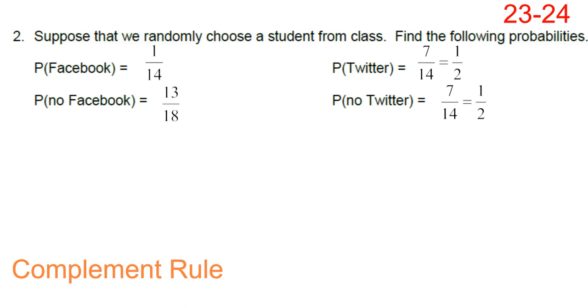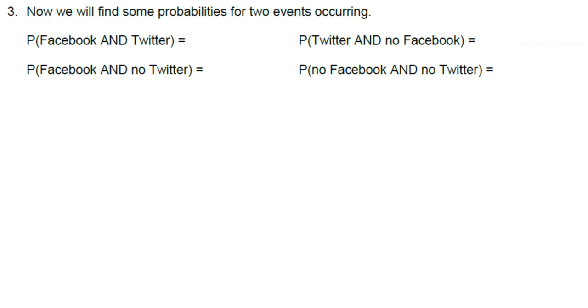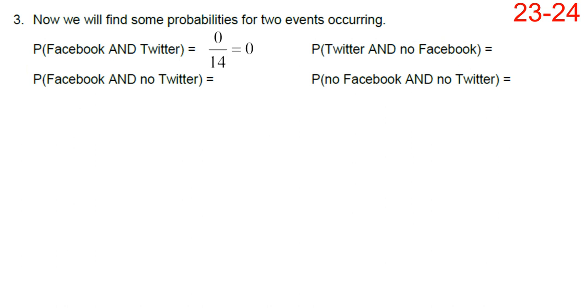Now if we continue on looking at probabilities for 2 events occurring, Facebook and Twitter, Twitter and no Facebook, Facebook and no Twitter, no Facebook and no Twitter, we can still go back to the table and identify those as well. So for the first one, the probability of Facebook and Twitter, we want to look at the Facebook row at the top of our table, and we want to look at the Twitter column at the top of our table. That's our upper left-hand box in the table, which would be 0 out of 14. So we have a 0% probability.